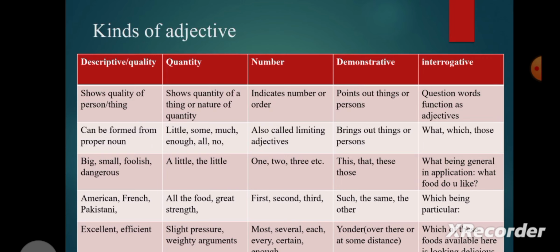Last kind of adjective is interrogative adjective. Interrogative adjectives are question words functioning as adjectives like what, which, and whose. What books do you like to read? Which is your favorite book? Whose pen is this?